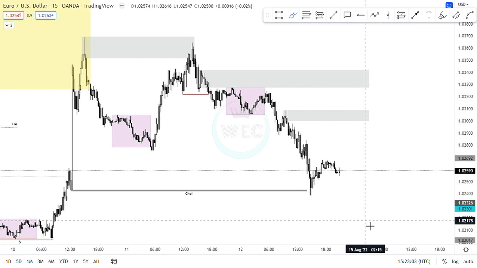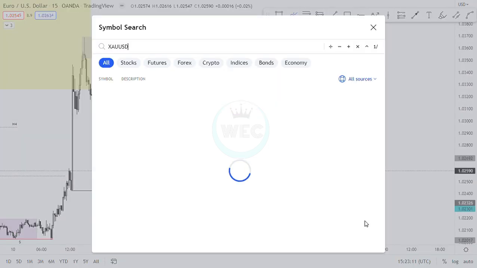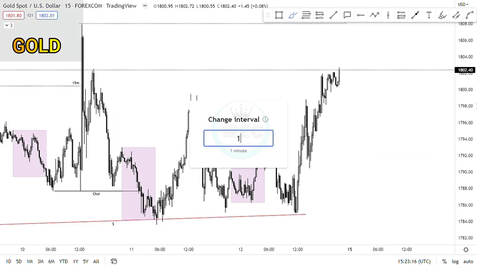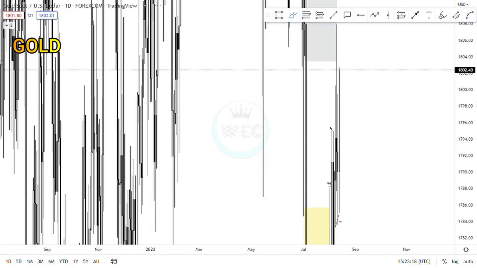Okay, so gold, GBP USD, which one should we do first? Okay, so let's look at gold. Okay, so XAU USD, and let's see what price is saying. So real quick, I'm going to start from the daily time frame.